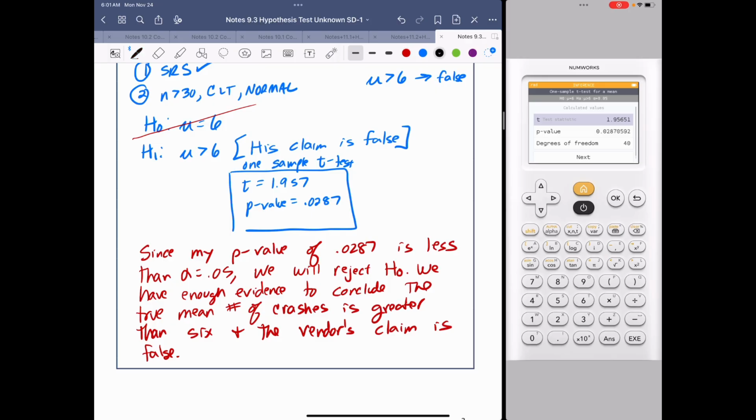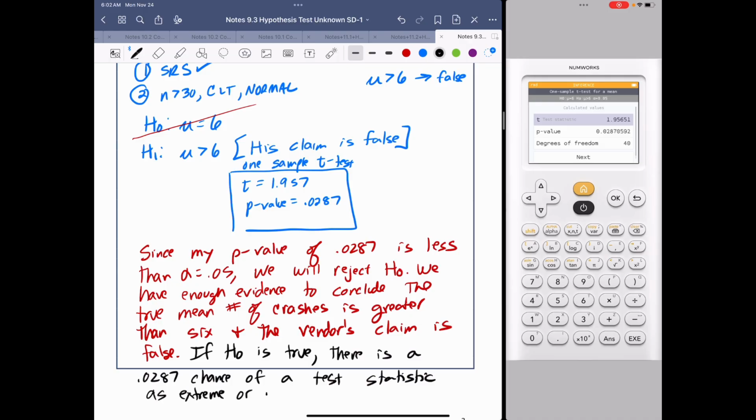Now, interpreting the p-value: if H0 is true, there is a 0.0287 chance of a test statistic as extreme or more extreme than ours. And ours was T equals 1.957.